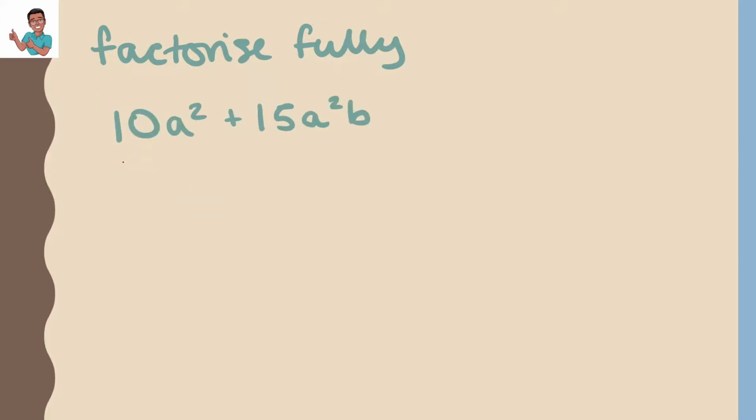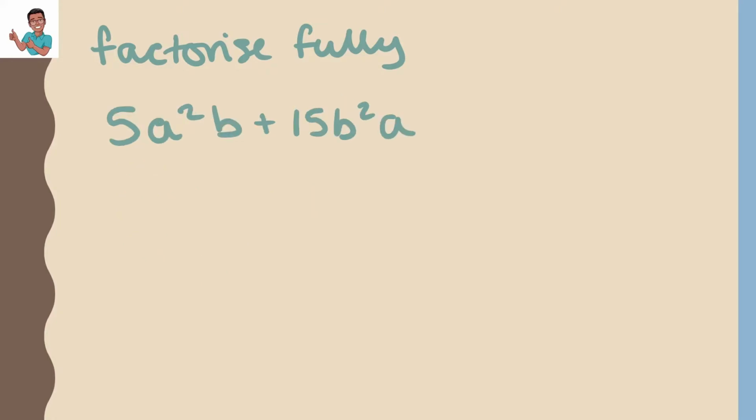Here it's asking us to fully factorize 10a squared plus 15a squared b. The highest common factor of 10 and 15 is 5. So we will split this as 5 times 2a plus 5 times 3ab. 5 is common, a is common, and another a is common. So outside the bracket comes 5a squared. We have a 2 here, plus we have a 3 and a b, so 3b. This is our final answer.